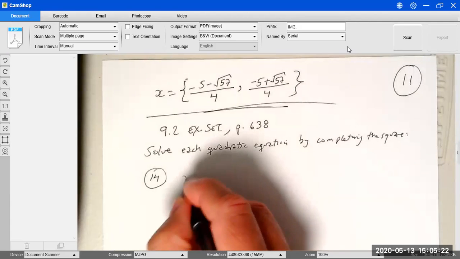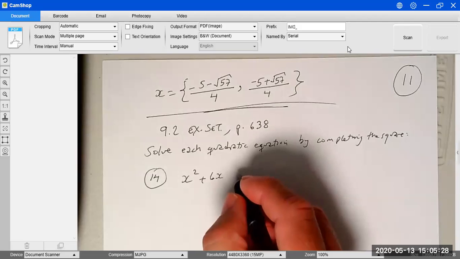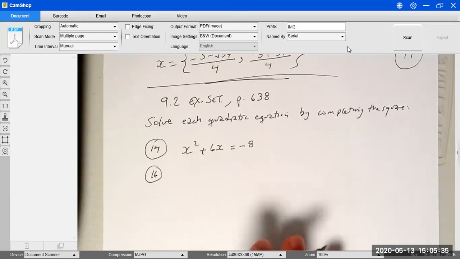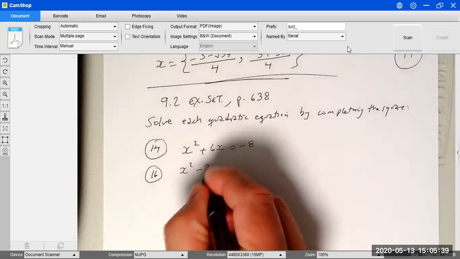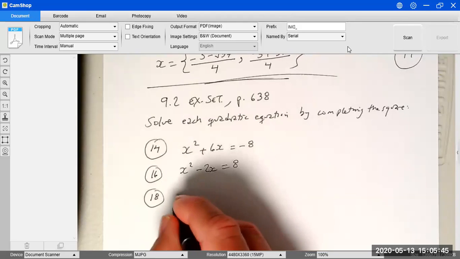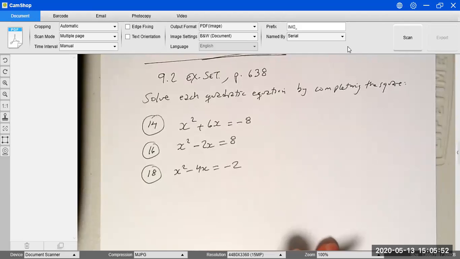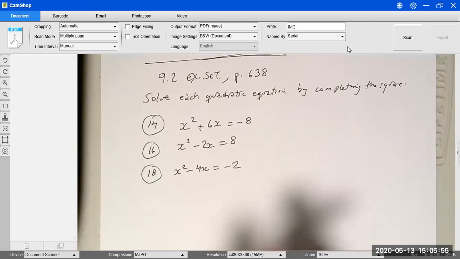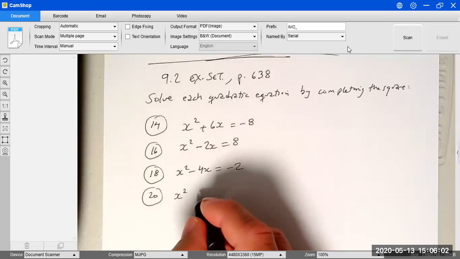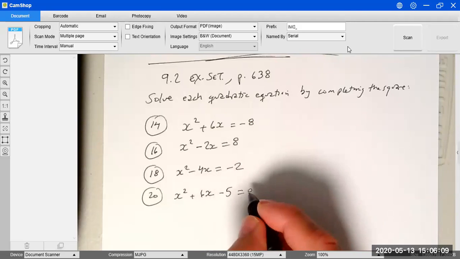Problem 14 is x squared plus 6x equals negative a. Then we have problem 16: x squared minus 2x equals a. Then we have problem 18: x squared minus 4x equals negative 2. Problem 20 is x squared plus 6x minus 5 equals 0.